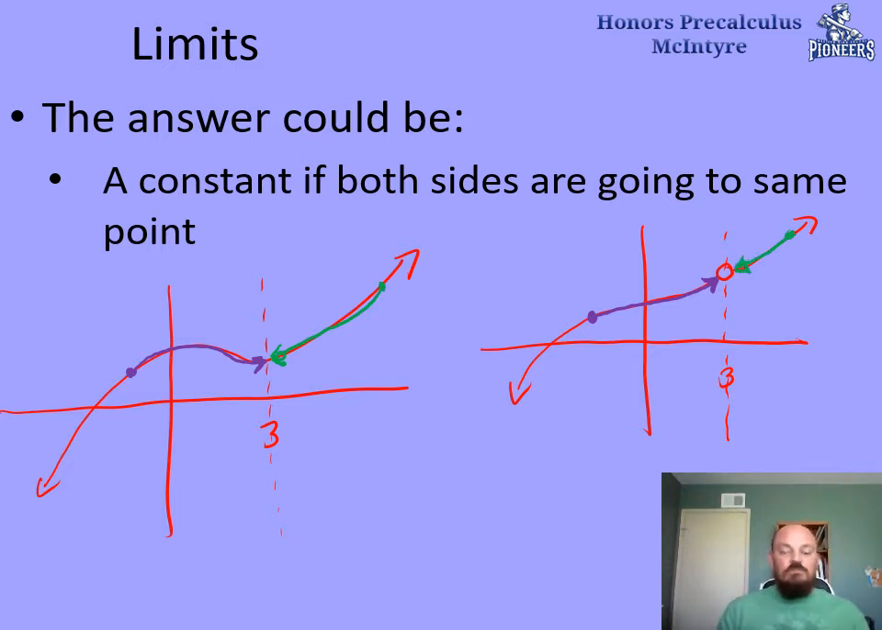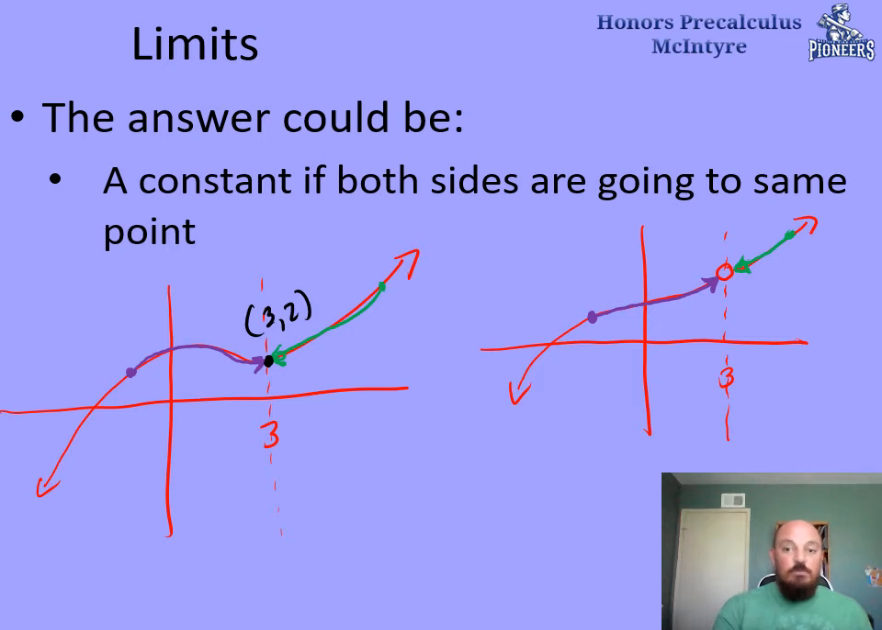So for both of these limit questions, the answer would be the y value, or the height, of whatever that point is that it's approaching. Like maybe right here, this is the point. Let me just make up a number here. Maybe this point right here is the point (3, 2). Then the answer to that limit question would be 2.